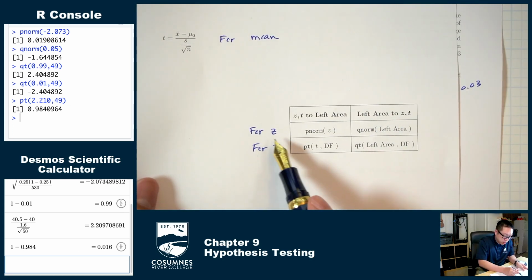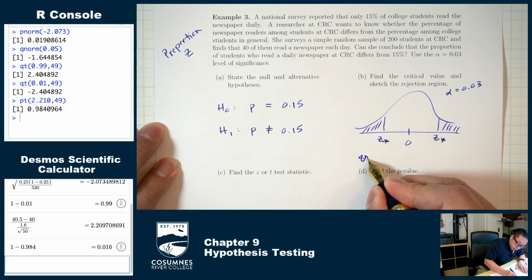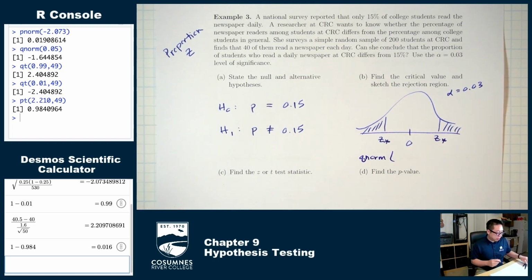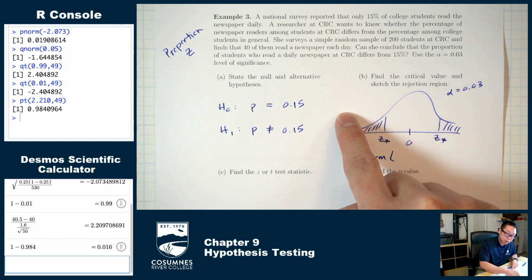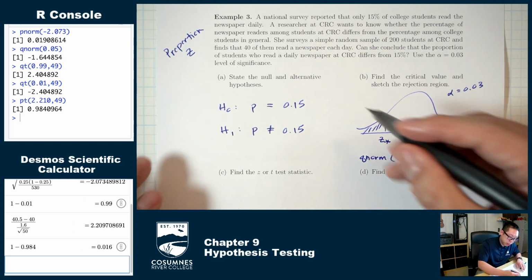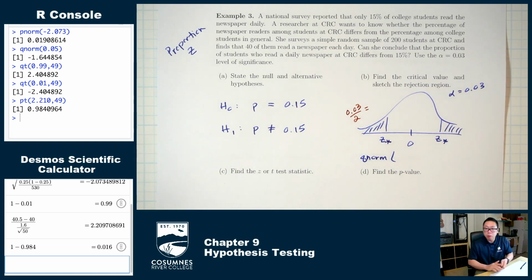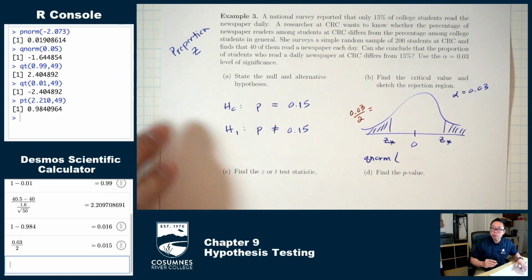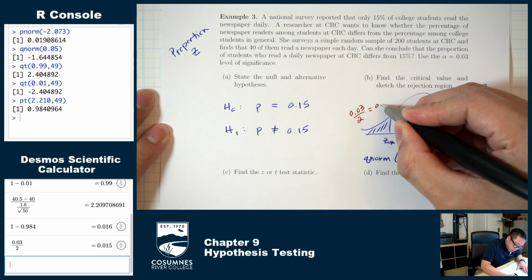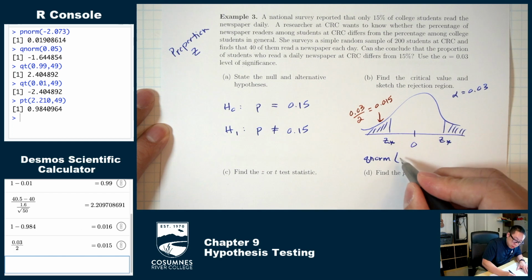Area to z for the z situation is going to be q norm, the left area. So we're going to do q norm, the left area. What's the left area of my picture? 0.03 is the left and right together. If I just want the left, divide that by 2. All right, so 0.03 divided by 2 is 0.015. Okay, that's our left area.